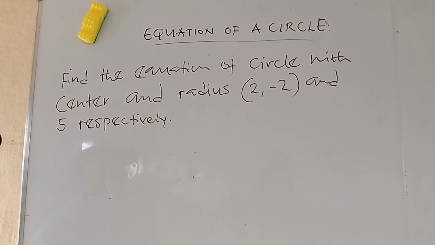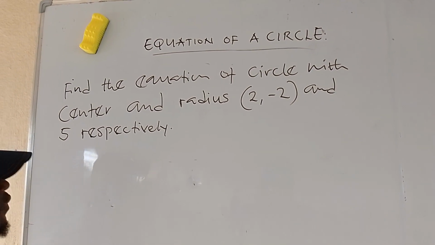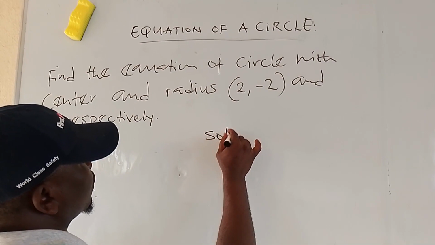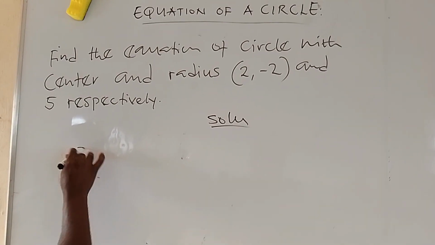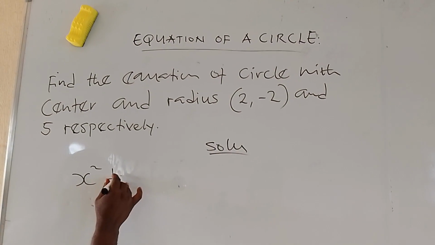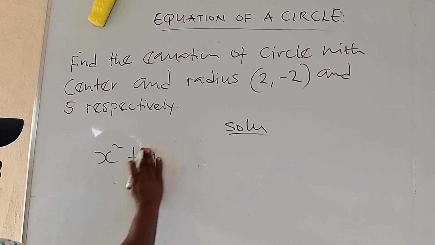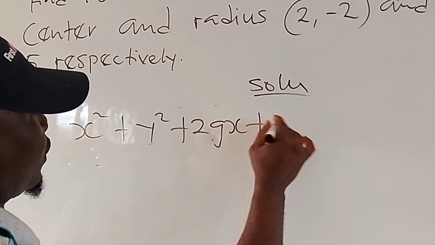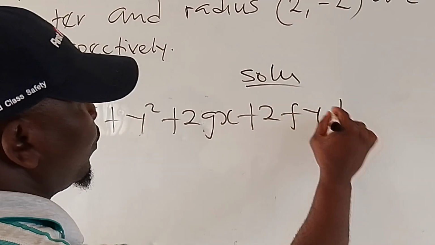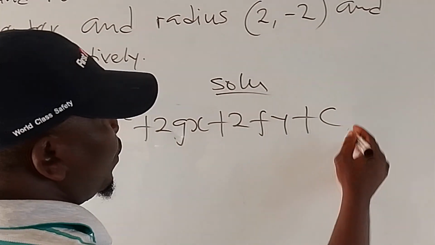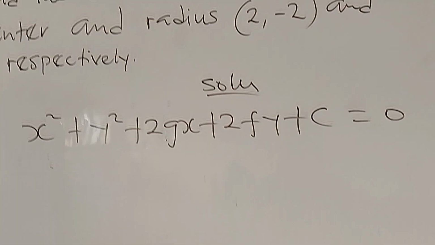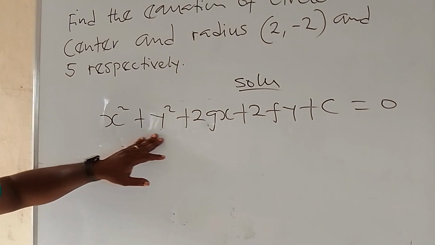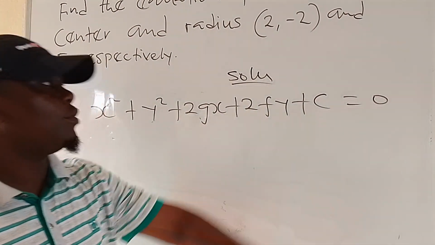I know very well, or you know very well, that the equation of a circle is of this form. Let's write the solution first. The equation of a circle is x squared plus y squared plus 2gx plus 2fy plus c equals 0. True or false? So we know that this is the equation of a circle.